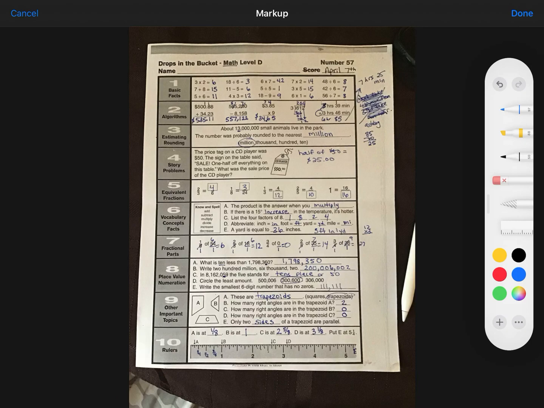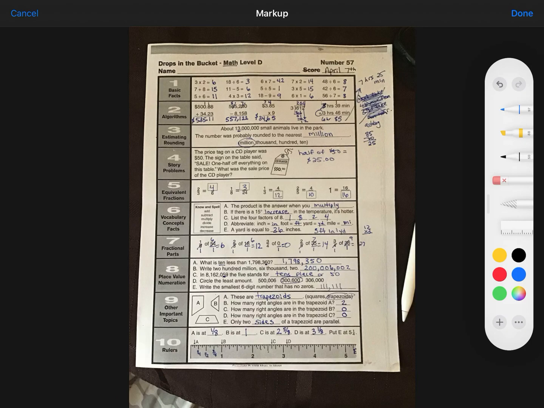Okay, vocabulary, concepts, facts. And they give us a little word key here. A, the product is the answer when you multiply. B, if there is a 15-degree increase in the temperature, it's hotter. C, list the 4 factors of 8. So that's any numbers that can be multiplied together to get 8. So 1 and 8, because 1 times 8 is 8. And 2 and 4, because 2 times 4 is 8.